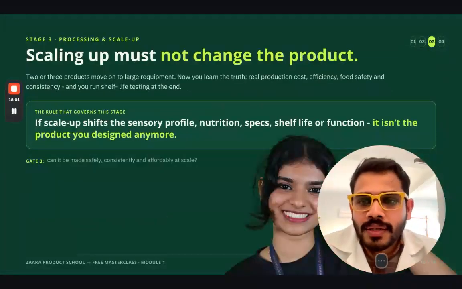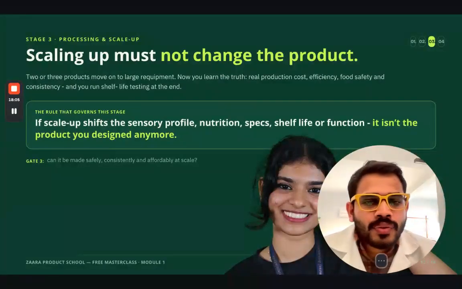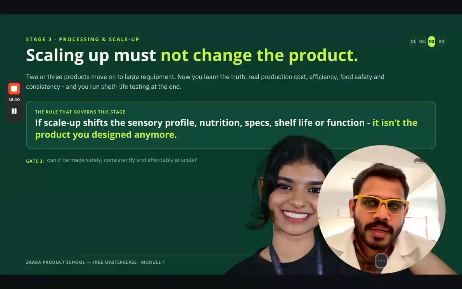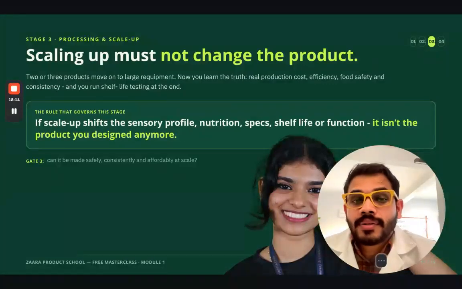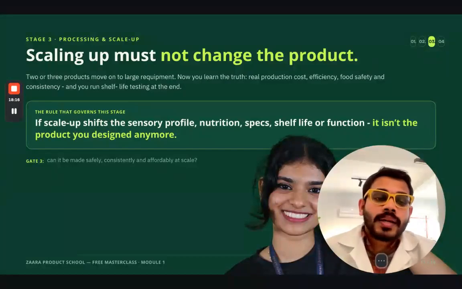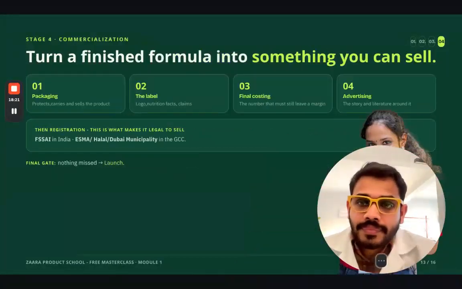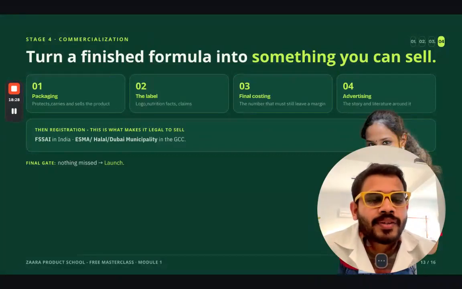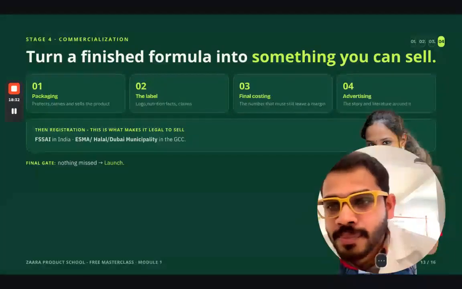The third stage will be processing and commercialization. In commercialization, the sensory profile, nutritional specs, and shelf life are very important aspects when we do product development. This is also very important, and it can create a great opportunity in the market to analyze compatibility when you compare with your competitors. And commercialization is just like packaging, label, final costing and advertising. Advertising is about sharing the story of why you are doing such products for the market.